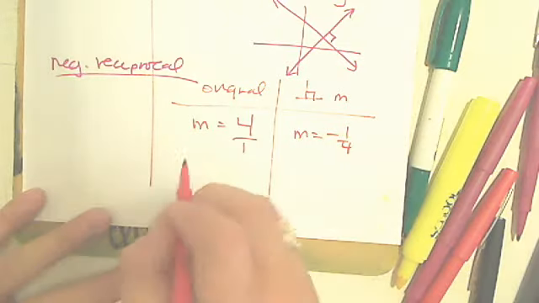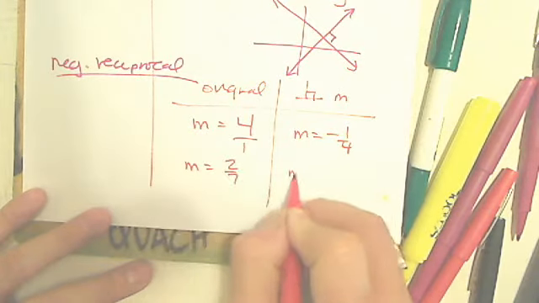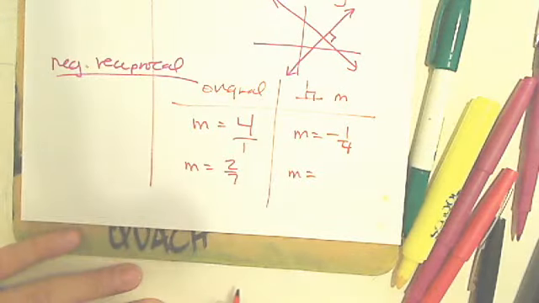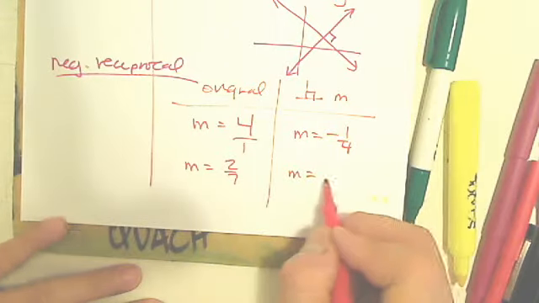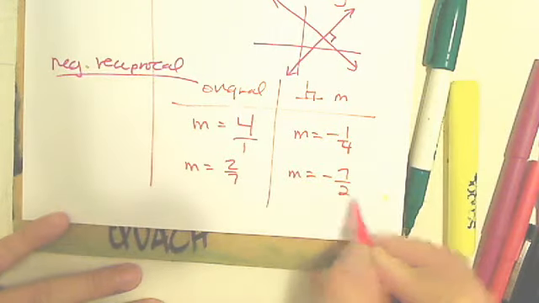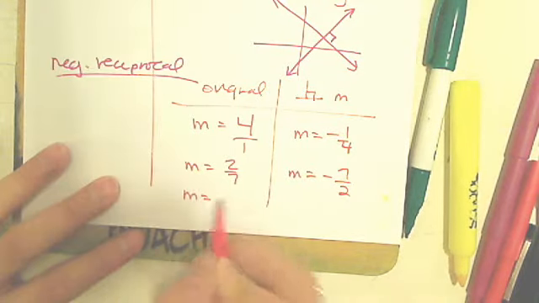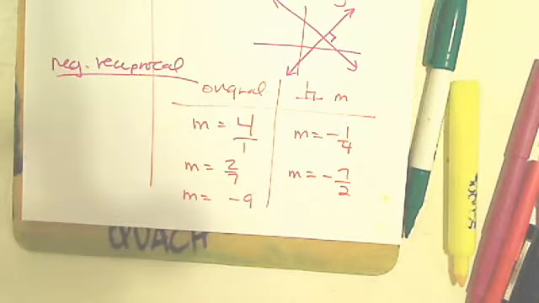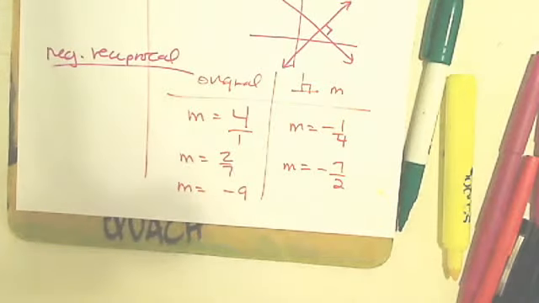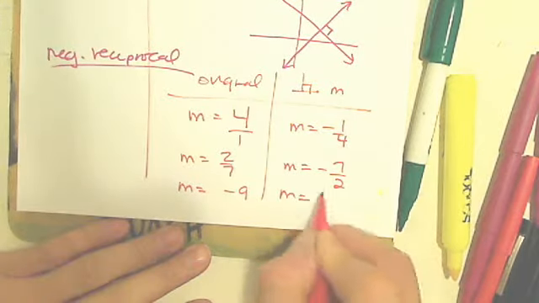Okay, what about this next one? 2/7. -7/2. Positive, flip, and make it negative. What happens if it's negative to begin with? -9. Flip it, positive 1/9.